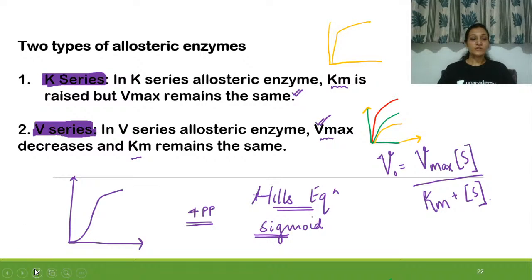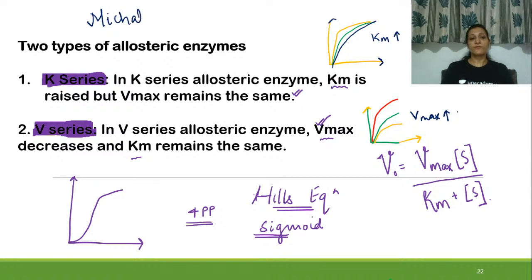When there is a positive modulator, and for a normal Michaelis Menten graph, it will be like this. And if there is a negative regulator, it will be like this. So in all the three cases, in K series graph, the value of Km is remaining the same, or the value of Km is increasing, and in V series the value of Vmax is increasing, and the graphs are related to the Michaelis Menten equation or Michaelis Menten graph.